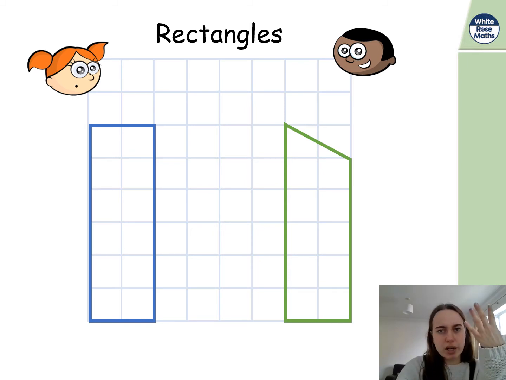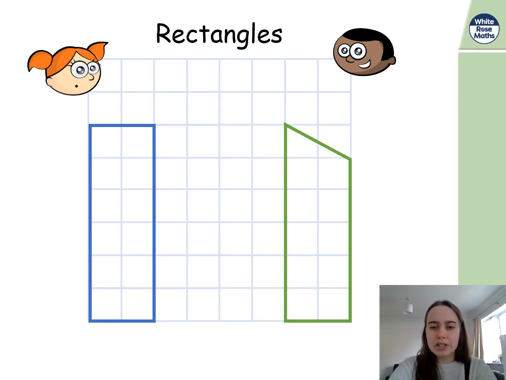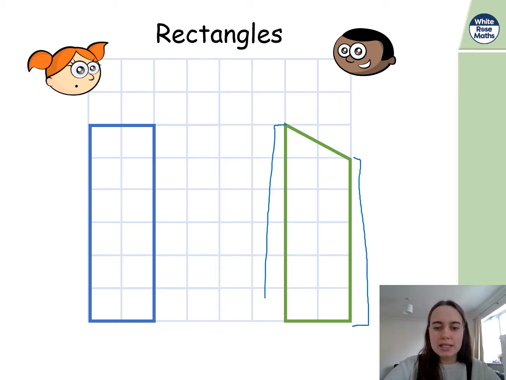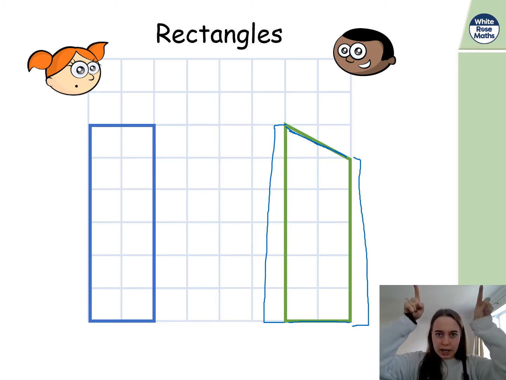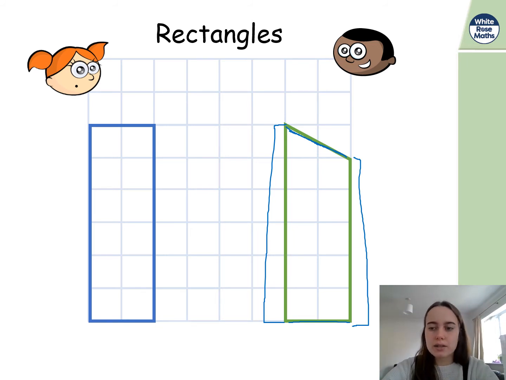It's got 4 sides, so surely it should be a rectangle if it's got 4 sides. Not quite. This side here, which the cross just covered up, is not the same length as this side over here. So even though this side is the same length as this one because it goes over 2 squares, because it's on an angle, it's diagonal, it means that the other sides, the long sides, aren't the same length, so it's not a rectangle.